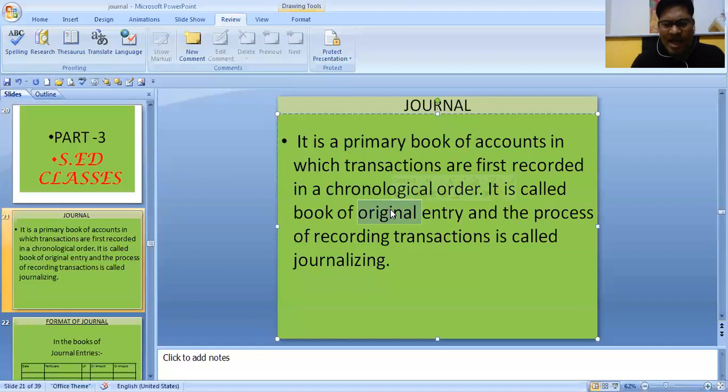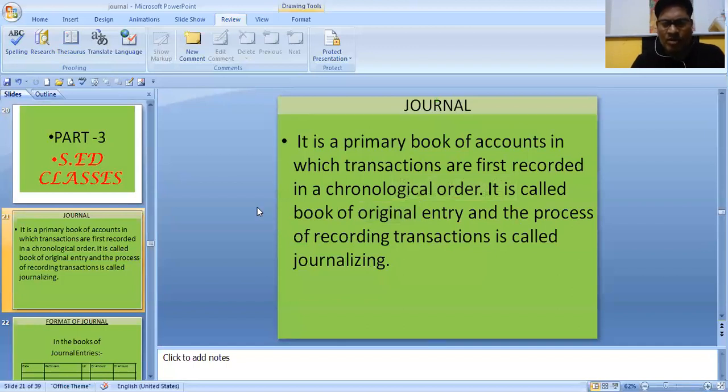Being a book of original entry means that as soon as the transaction occurs, we record it in the journal and nowhere else. First, we record it in the journal. The transactions are recorded, and this process of recording is called journalizing.